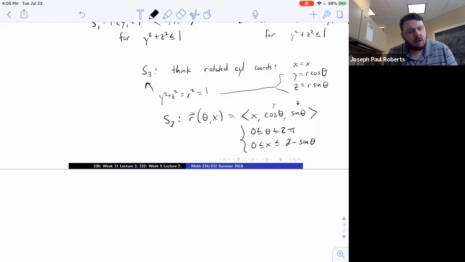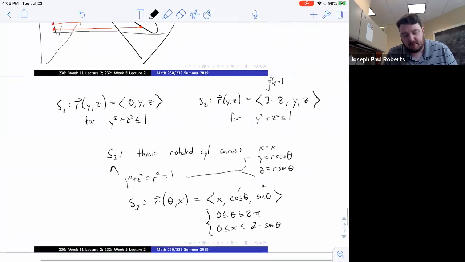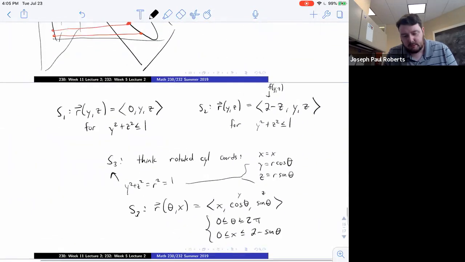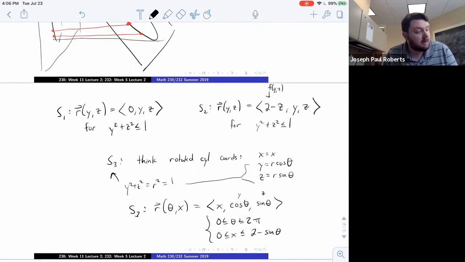I pretty much stole this one from a homework problem in next week's homework. So this is the trickiest one. I feel like this last example is for once you're a lot more comfortable with this stuff. But anyway, that's about all I had planned for today.